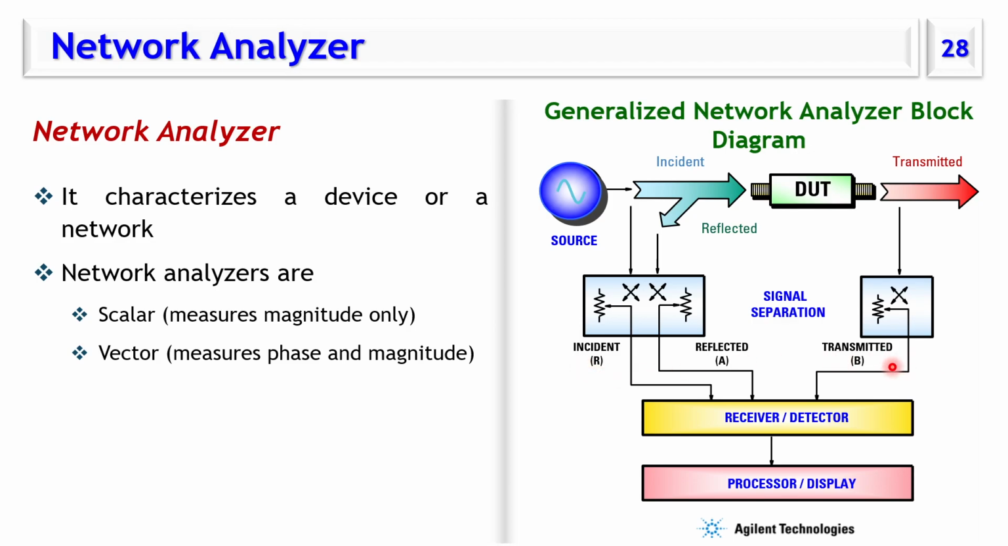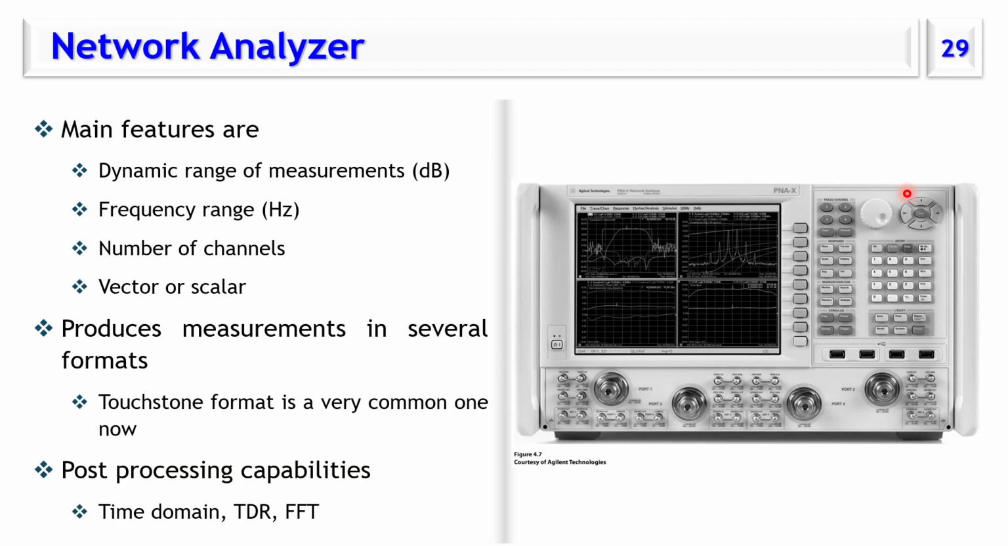We measure the transmitted divided by the incident to calculate S21. And this source is also like, we can have a match here and a source here. So this is how it works.